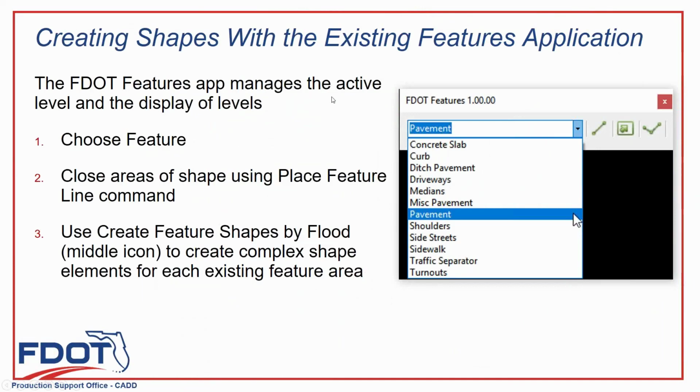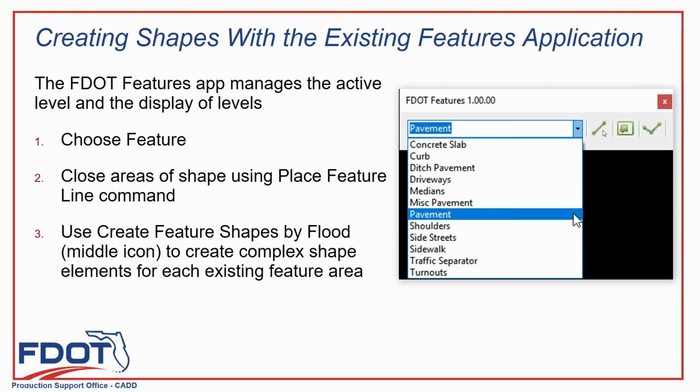So the next step would be, here's an illustration of existing features. I think I got these out of order, but it's kind of what I already showed. But the next step after that is going to be creating shapes. So you have to basically close the shapes, and all the tools are also in the existing features.